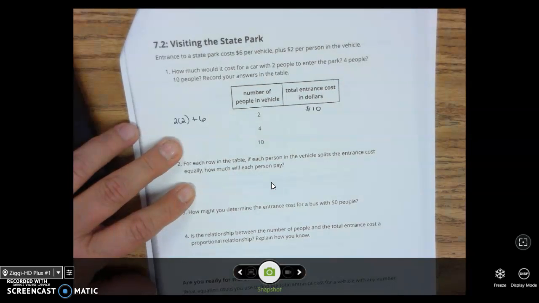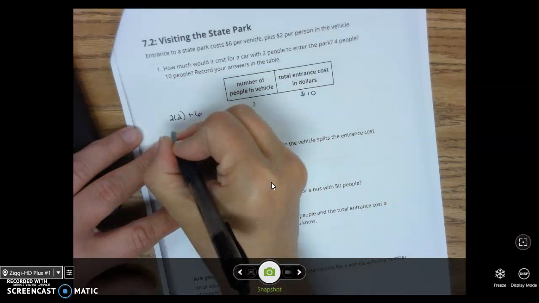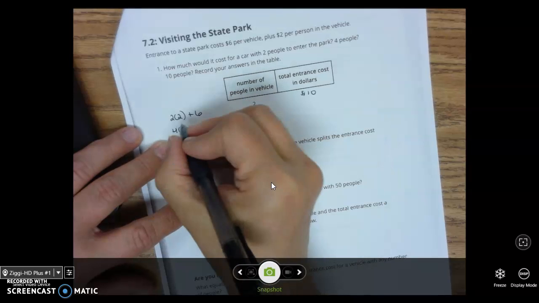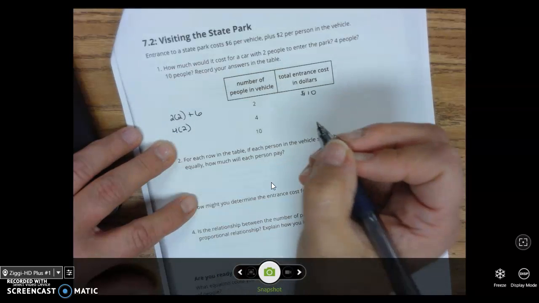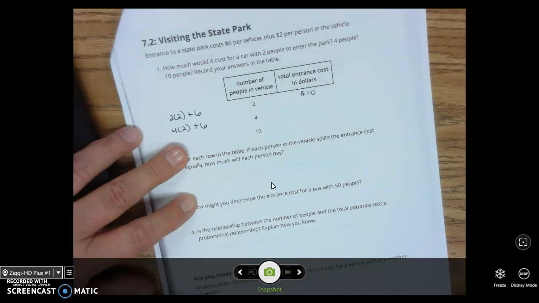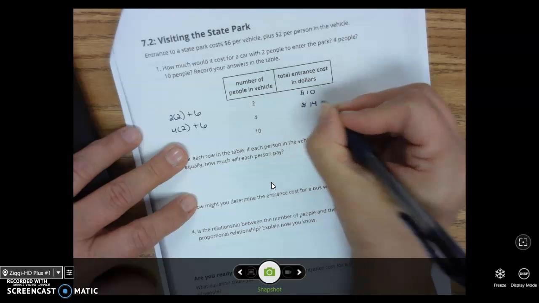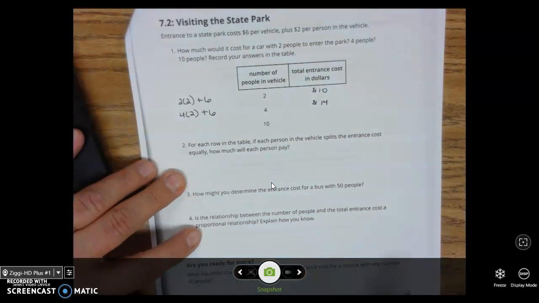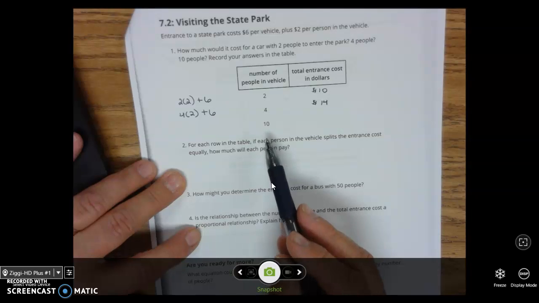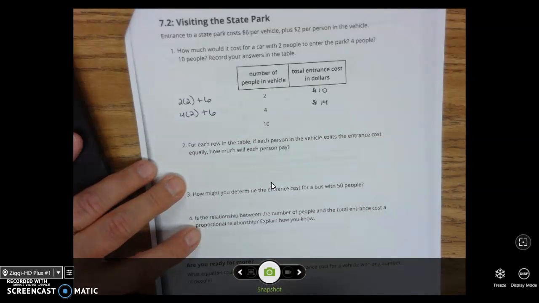4 plus 6. Now if we had 4 people, we're going to take 4 times 2, because it's $2 for each of them, 6 for the car. 8 plus 6 gives us $14. And I'm going to let you figure out what 10 people in a car would cost. What would be the cost for 10 people in the car?